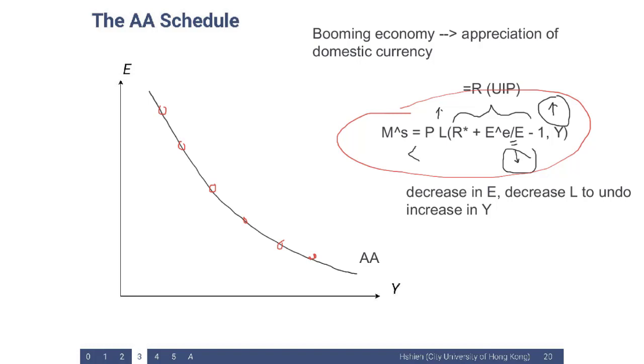That is represented by this equation, which I'll write now, which I asked you to do already, right? We combine UIP and the money market equilibrium equation into one. R star plus E hat, where E hat is E over E minus 1, just to make notation easier, and then Y. I hope it's clear that this can be done because this is equal to R, right? Due to UIP.